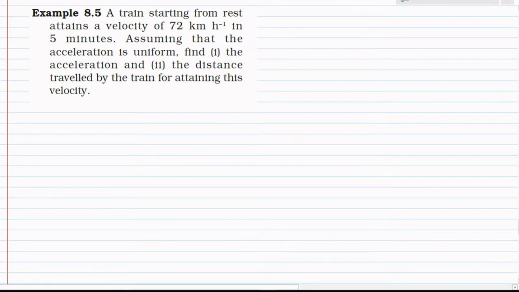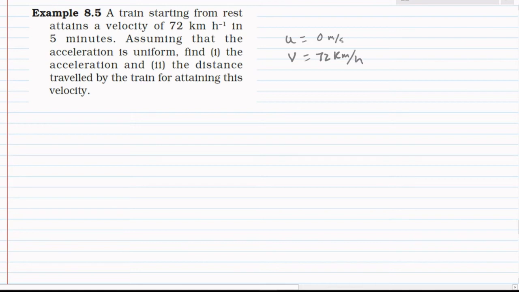Let's start with example 8.5. A train starting from rest. Let us write down the data as we read. U equals 0 meters per second and attains a velocity of 72 kilometers per hour. So the final velocity is 72 kilometers per hour.